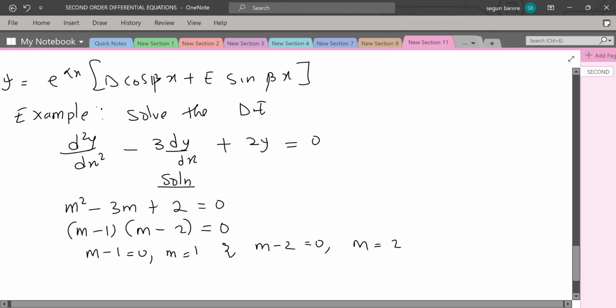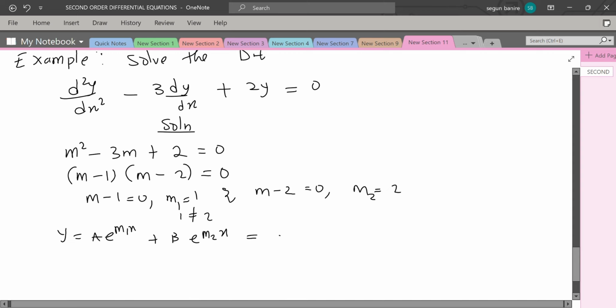So you could see that 1 is not equal to 2, so they are distinct roots. So our general formula for distinct roots is given by a e^(m1 x) plus b e^(m2 x). We can call this m1 and call this m2. So if you replace that, you have m1 to be 1, so that would be e^(1x) plus b e^(m2 x), where m2 is 2. So 1x is still the same thing as x, and that is the same thing as 2x. So this is your answer.